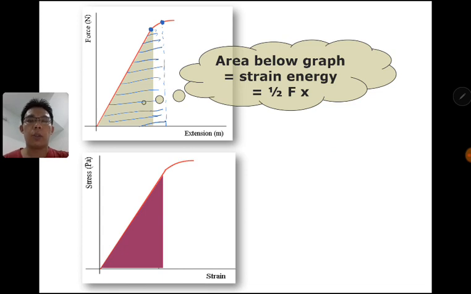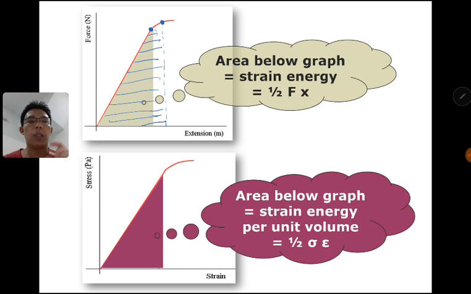Another graph is called the stress-strain graph. It will actually look the same, because remember, stress is force over area, and strain is extension per unit length, therefore it should behave the same. But the area under it is called by a slightly different name. It's called the strain energy per unit volume.